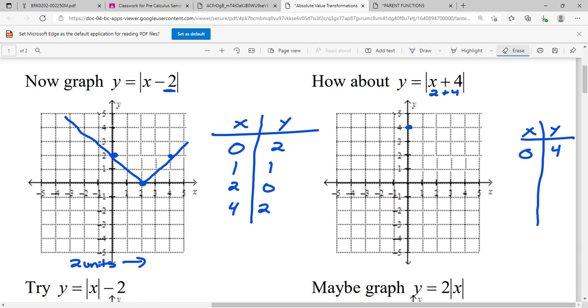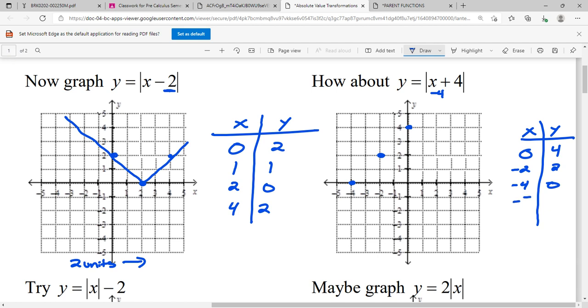Let's try some negative numbers. Let's try negative 2 plus 4, which would be 2. So we've got negative 2, then we've got 2. So if X is negative 2, Y is 2, that'd be right there. All right, let's try negative 4. Negative 4 plus 4 would be 0. So that's there.